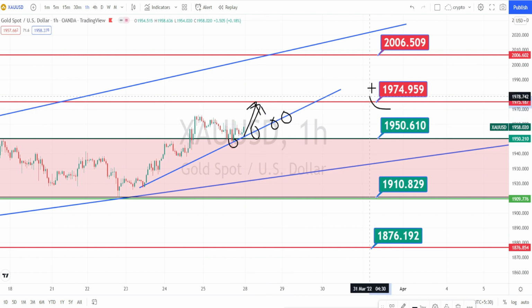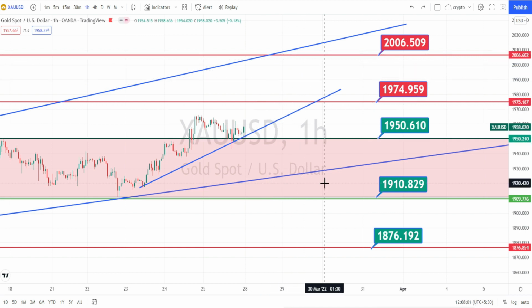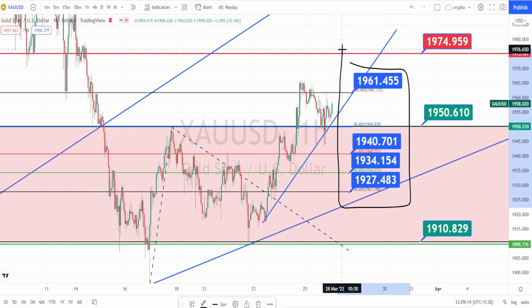Again, we have the higher time frame resistance level. Only when it breaks this resistance level can we expect a further continuation of the bullish trend. Let us draw the support and resistance levels. So the values within these blue color boxes are the support and resistance levels for the hourly time frame.